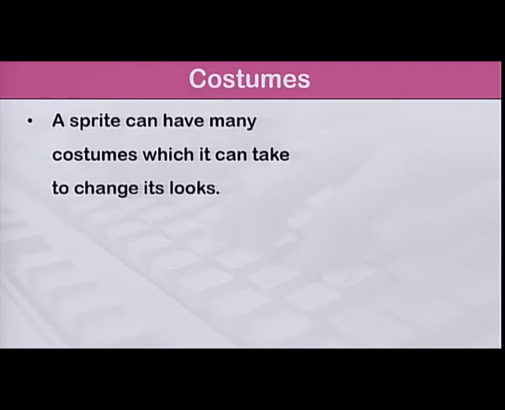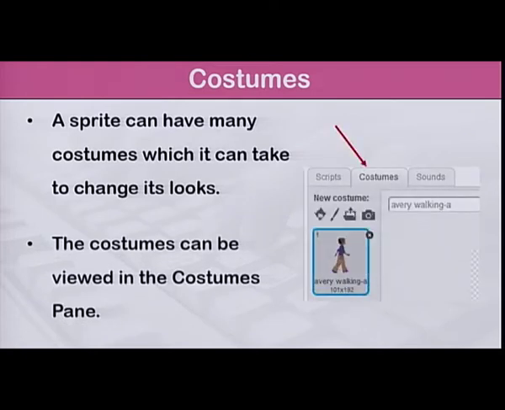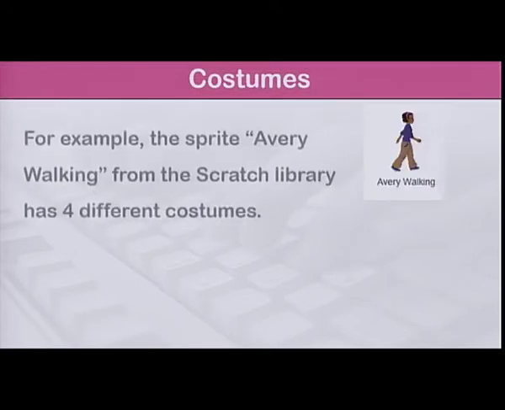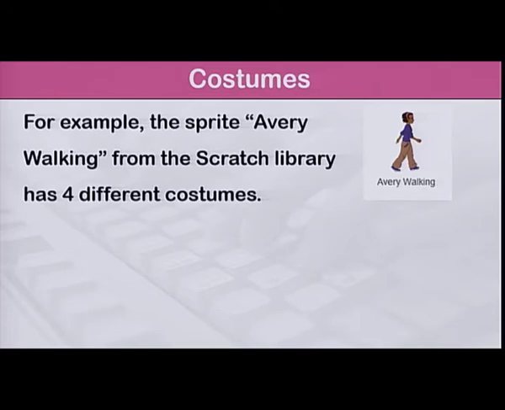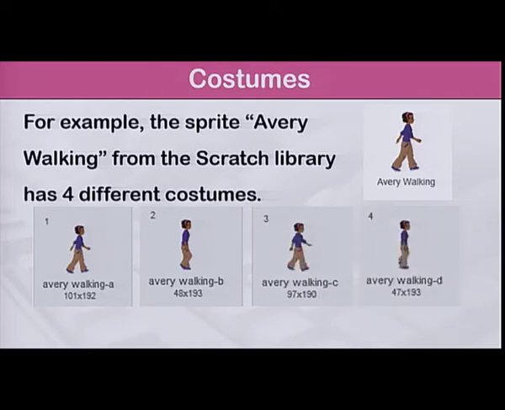A sprite can change its looks by changing costumes. The costumes can be viewed in the Costumes pane. For example, the sprite Avery Walking from the Scratch library has 4 different costumes: Avery Walking A, Avery Walking B, Avery Walking C, and Avery Walking D.